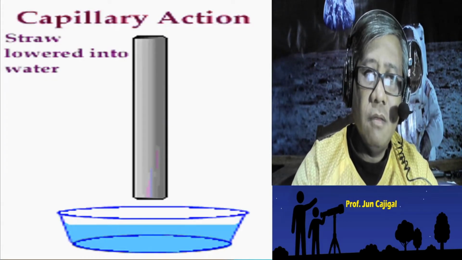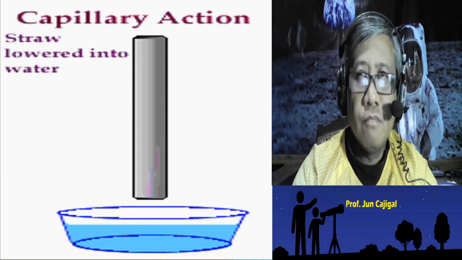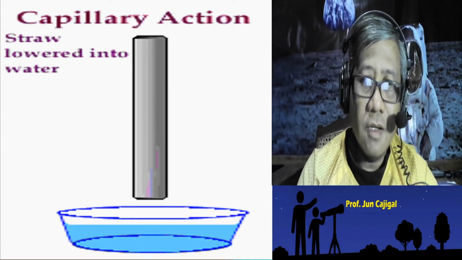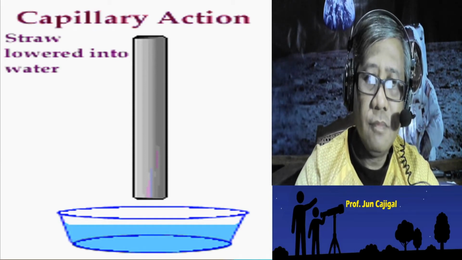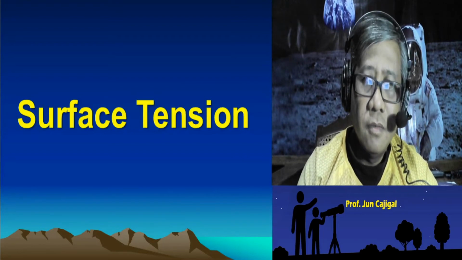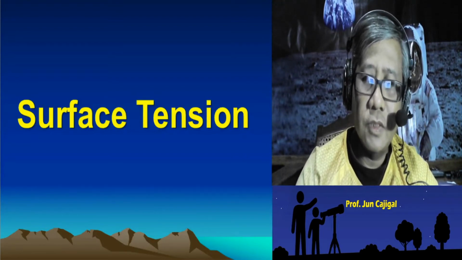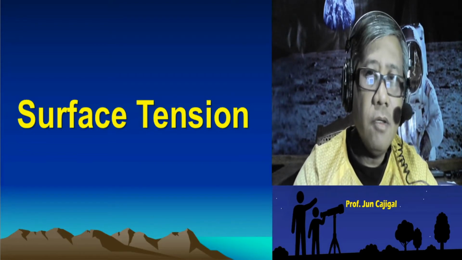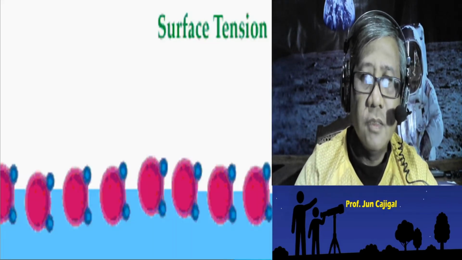Okay, and as water moves up, the water molecules, they are attracted to the wall of the xylem. So we call this capillary action. Okay. All right. Another property exhibited by water is surface tension. Okay. Surface tension is the ability of water to form a thin film on the surface.